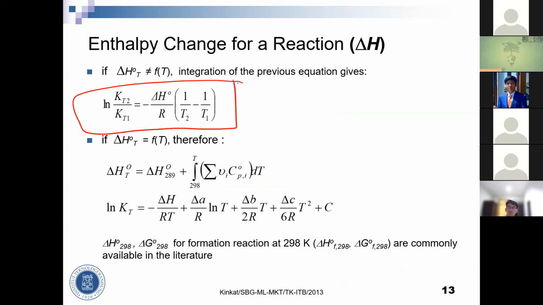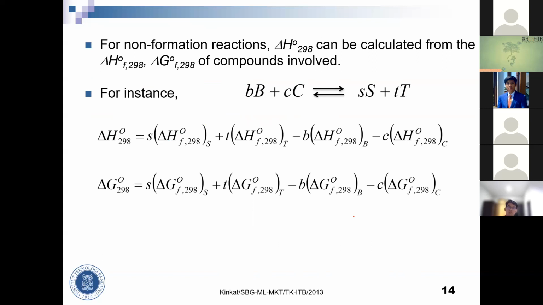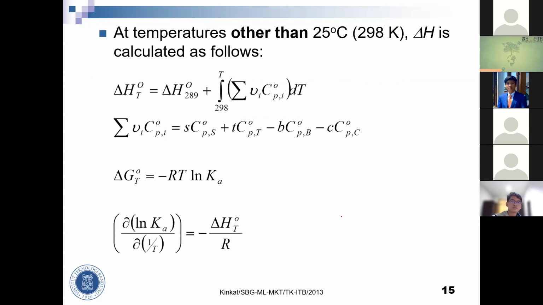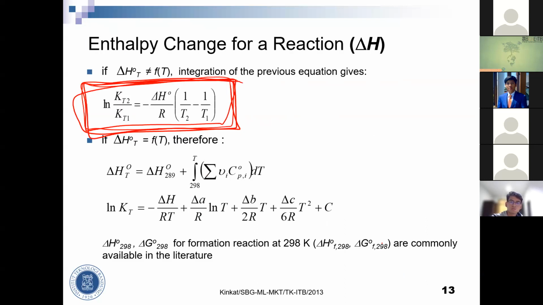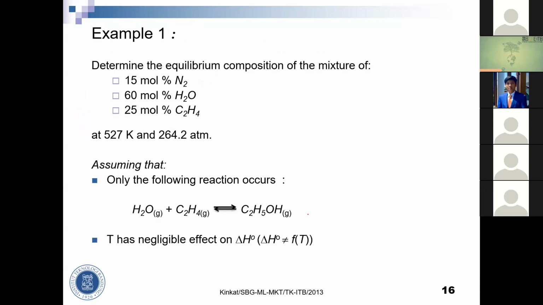This is the best form, the one most often used to evaluate the equilibrium constant. This formula is commonly used to evaluate the equilibrium constant at a certain temperature. Okay, any questions so far? If there's no question, we will try to use the formula to evaluate this.